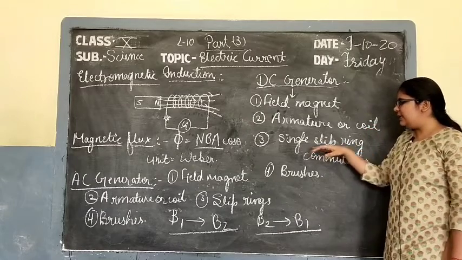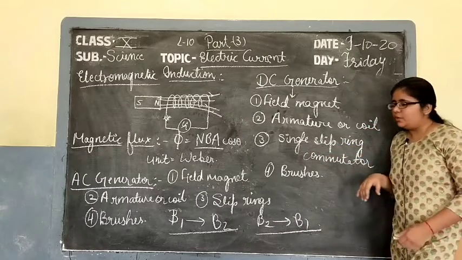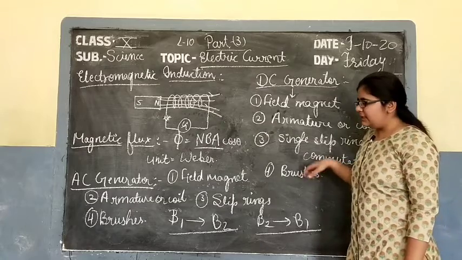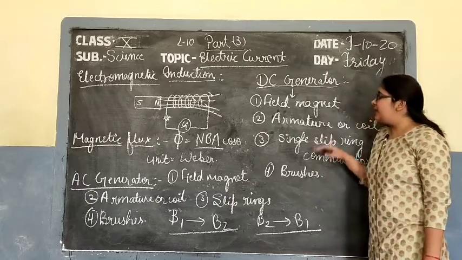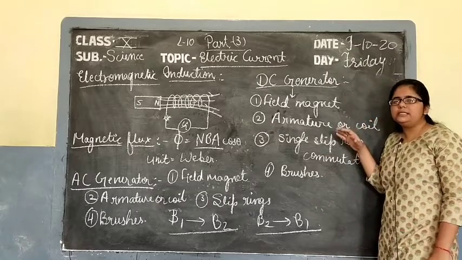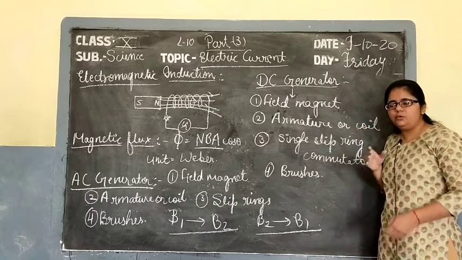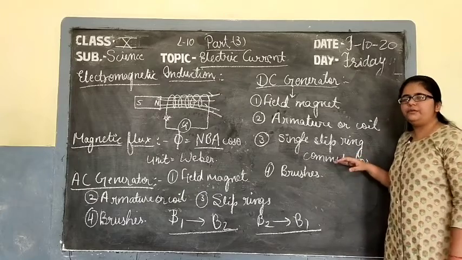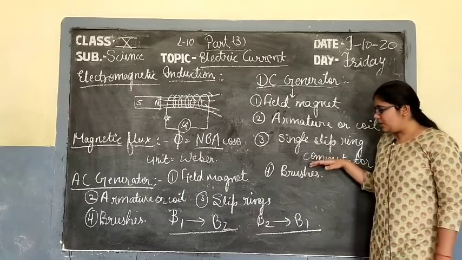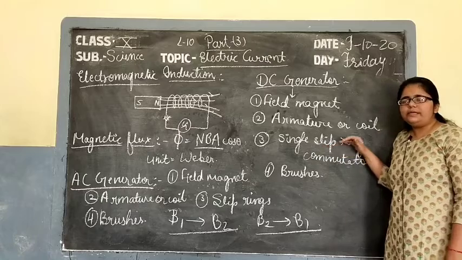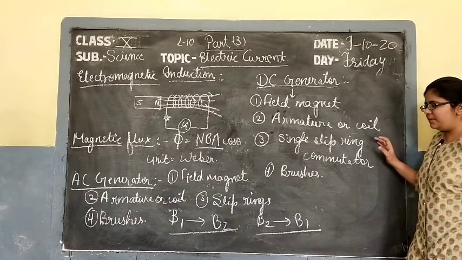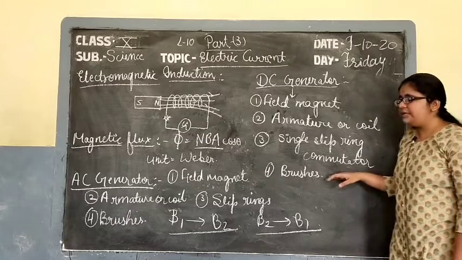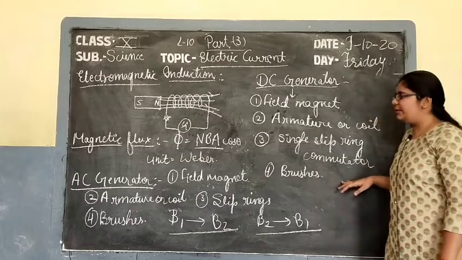Third one is the single slip ring commutator. So, in the previous one, that means in the AC generator, there are 2 separate slip rings, but in the DC generator there is a single slip ring which is divided into 2 parts and denoted by commutator C1 and C2. It means they are not working independently and are not insulated from each other and are working with proper coordination. And the fourth one is brushes, that is B1 and B2 as well.